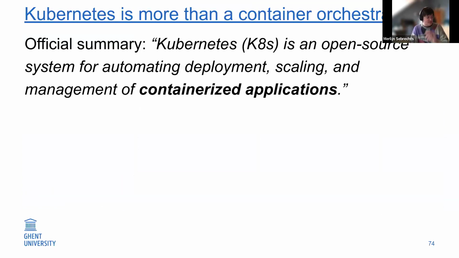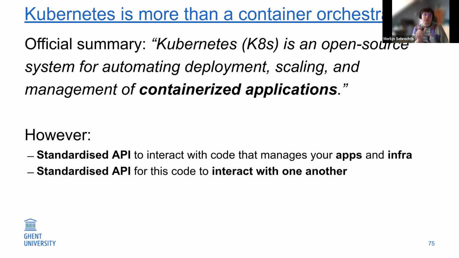And so if you go and look at the Kubernetes website, the official summary is: Kubernetes is an open source system for automating deployment, scaling, and management of containerized applications. Containerized applications is in bold all over the Kubernetes website. However, in my opinion, Kubernetes is more than a container orchestrator. Specifically, Kubernetes is becoming a standardized API to interact with your code that manages your applications and your infrastructure. And it's also a standardized API for this code to interact with each other.